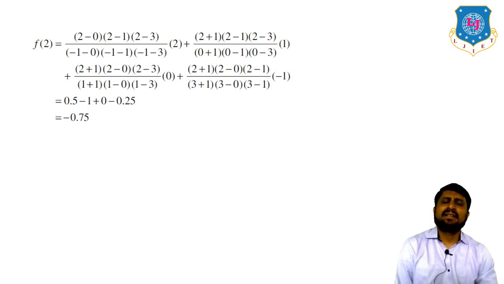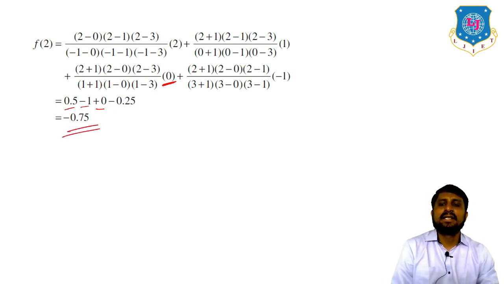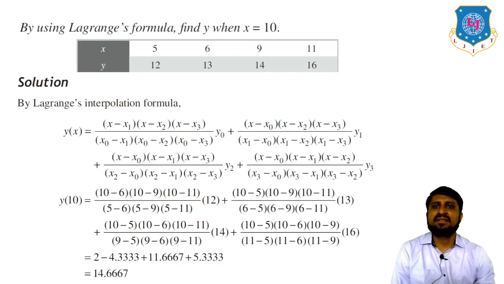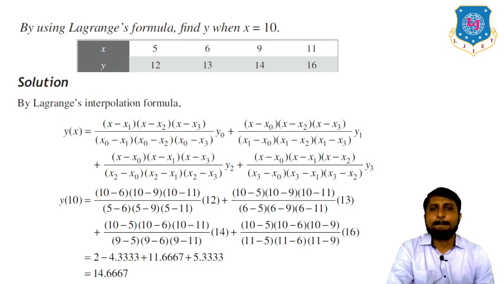You can easily calculate all these values using your calculator. The first term is 0.5, then minus 1 plus 0. Because of the numerator, the term is 0, since it is multiplied by 0 here. So the third term is 0, minus 0.25. So the final answer is minus 0.75. Clear? Let's try to understand one more example using the Lagrange formula.